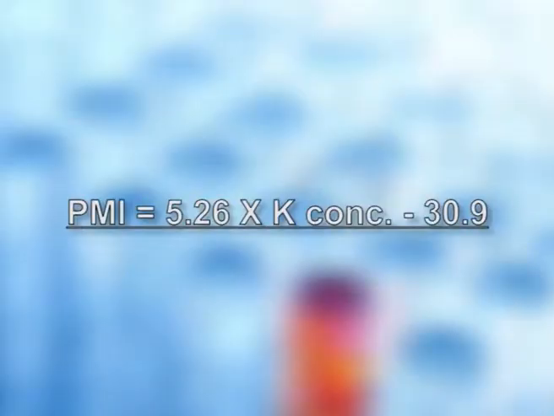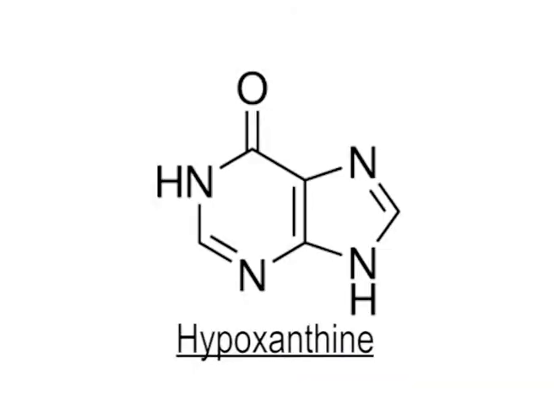Madia and Hansen proposed the following formula: the postmortem interval is 5.26 times potassium concentration minus 30.9. There is a linear relationship between vitreous potassium concentration and time elapsed after death up to 120 hours. This rise is mainly due to diffusion from the retina into the center of the globe. The temperature and urea retention also affect the rate.